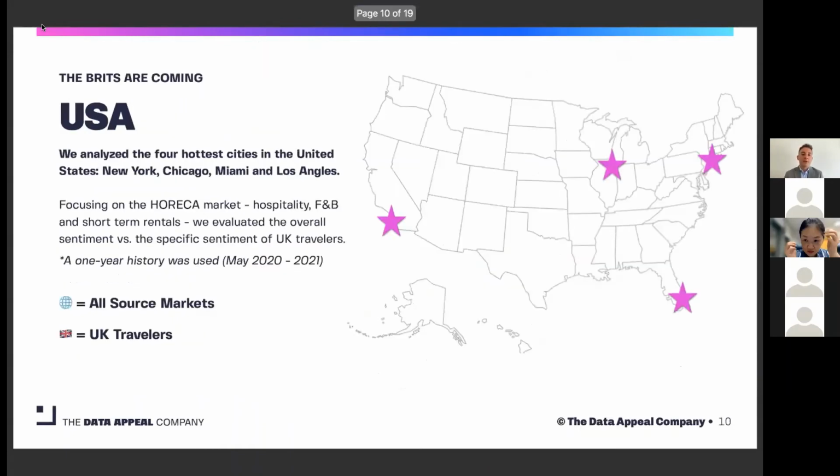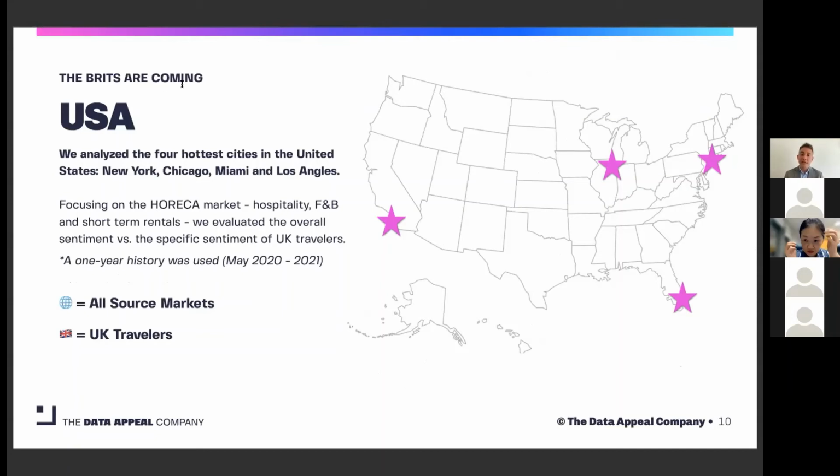And in terms of the USA, what we've done is we just looked at hospitality, and we excluded the points of interest because most actual attractions will be shut during this time. So we just focus on this, and just to give you a bit of a flavor, on New York, Chicago, Miami, and LA.